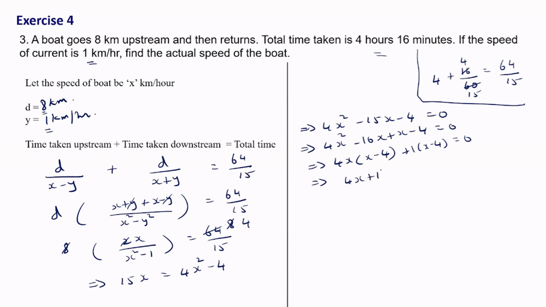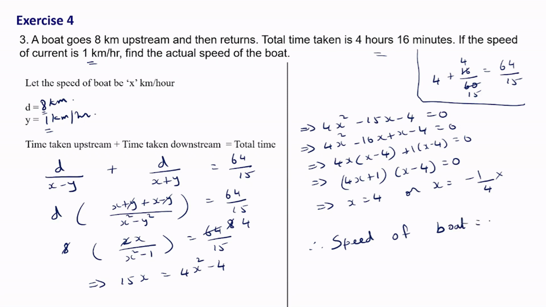Or the factors are 4x plus 1 and x minus 4. So from this we get x is equal to 4 or x is equal to negative 1 by 4. So we cannot have negative 1 by 4. So the speed of the boat in still water is 4 km per hour. Therefore, speed of boat is equal to 4 km per hour.